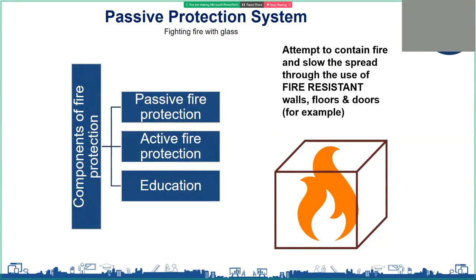Also, in building fire safety, education of the occupants plays a major role. This is because if there is no clear knowledge on how to evacuate the building, there might be panic in case of fire. So education of building occupants also plays a major role in fire safety.